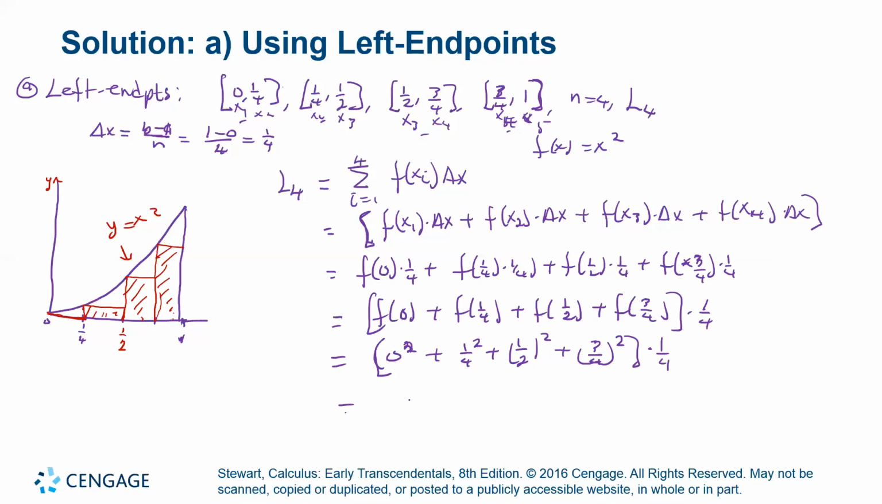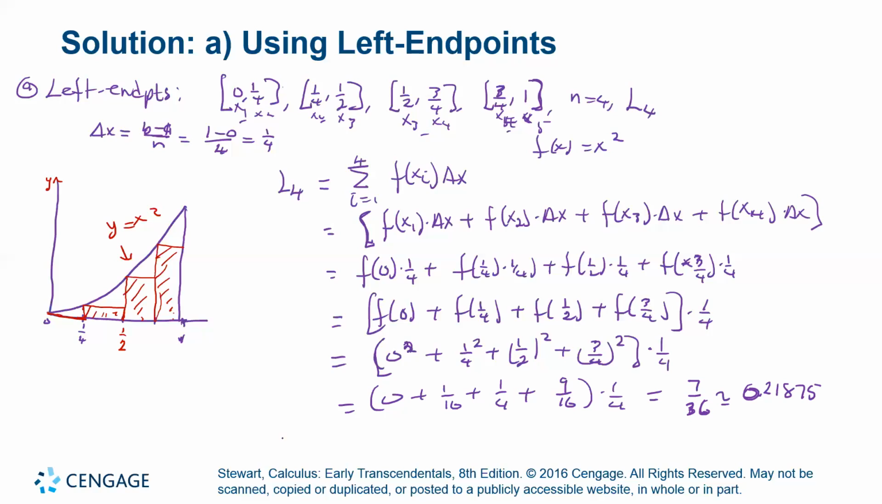1/4. That gives me 0 plus 1/16 plus 1/4 plus 9/16, everything times 1/4. If you evaluate this carefully, you are going to get 7/32, and that is approximately 0.21875. So that gives me the left endpoint estimate.